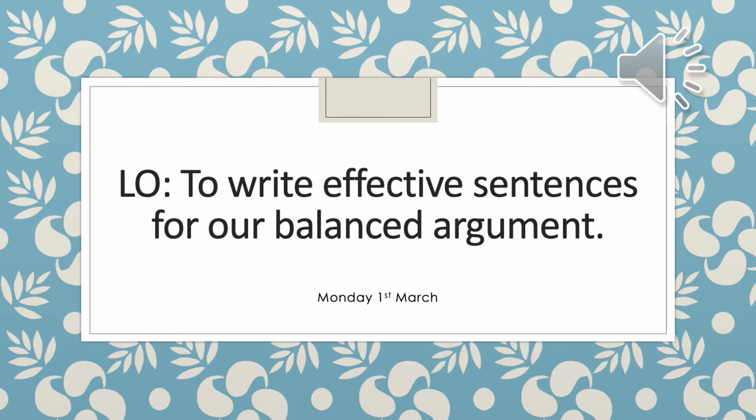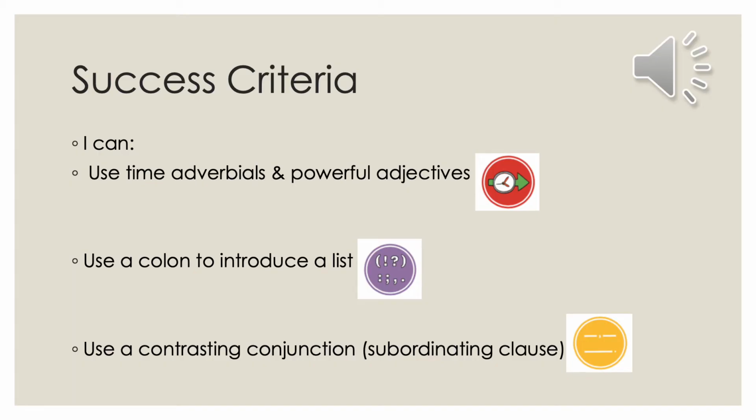Ullah here. So it's Monday the 1st of March and our learning objective today is to write effective sentences for our balanced arguments. And here's our success criteria. So these are the things that we're going to focus on putting in our writing today. By the end of the lesson you should be able to use time adverbials and powerful adjectives, use a colon to introduce a list, and use a contrasting conjunction when using a subordinating clause. So we will be having a look at that.